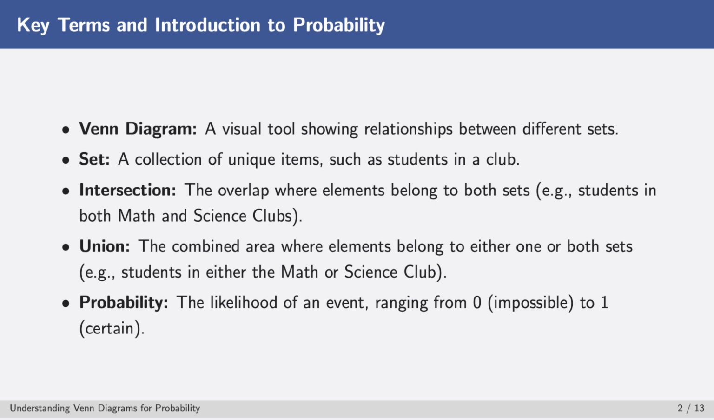And then the union is the combined area where elements belong to either or both sets. So everyone in either the math club, the science club, or both is part of the union. And lastly, probability. Probability is the likelihood that an event will occur, measured on a scale from 0 to 1. 0 means it's impossible, and 1 means it's guaranteed. Keep these in mind as we go forward.